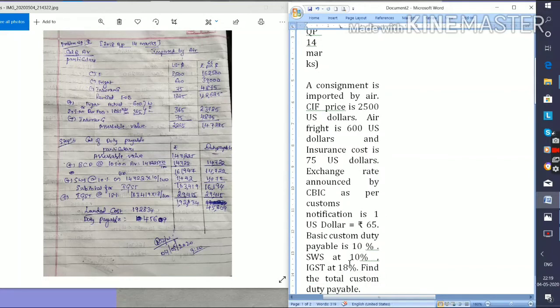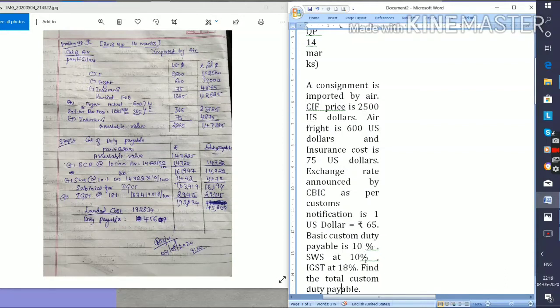Next, in this problem only one rate is given, that is the notification: $1 is equal to 65. Take this 65 for the conversion. Now other information: basic custom duty payable is 10%. This we will take in step number 2. On assessable value we will calculate basic custom duty.